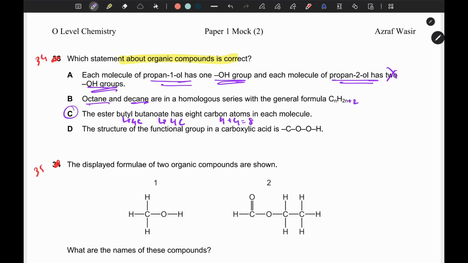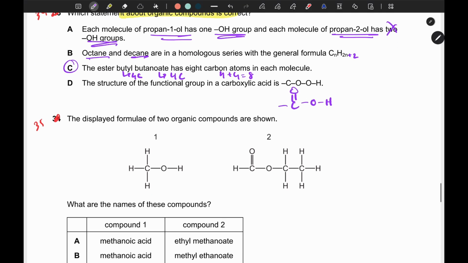Let's look at D. The structure of the functional group in a carboxylic acid is COOH. Now they got it correct when they said COOH. However, the way they've shown the bonding, that is wrong. It should be C double bond O, single bond O, single bond H. This is the correct functional group.